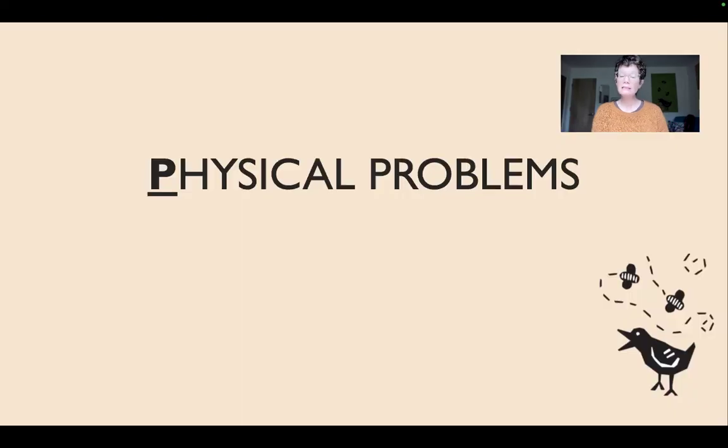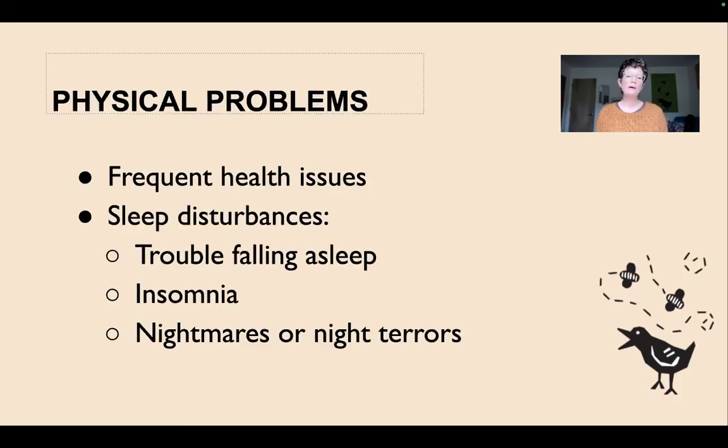All right, physical problems. Sometimes this stuff is harder to suss out because you're not going to be seeing a child after a certain age. You're not going to be seeing their bodies, so you might not see anything that's wrong with them. So sometimes this is just things they tell you. For example, you might notice a child that has frequent health issues, so they're constantly sick. Stomach aches are really, really common. You might know that they have trouble falling asleep. They might have insomnia. They might have night terrors. Those are things that can happen.